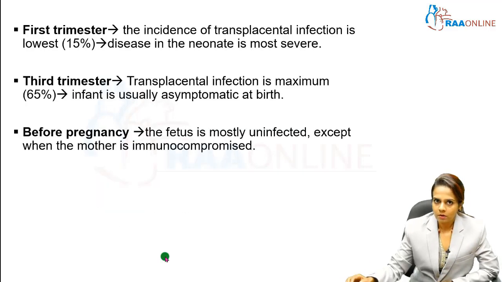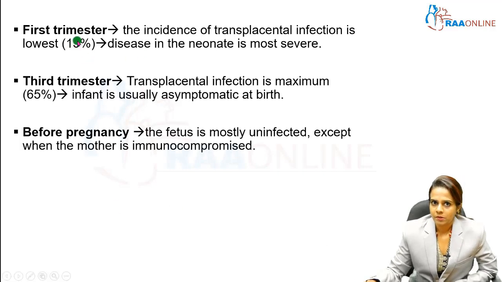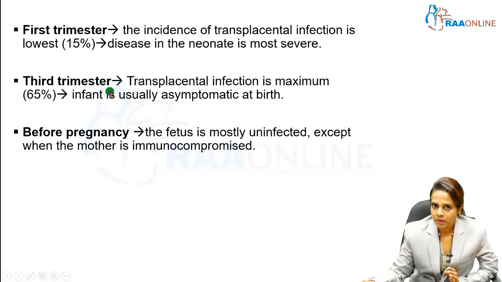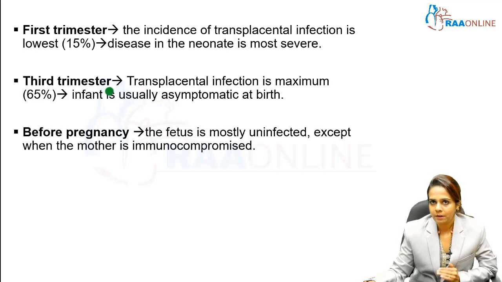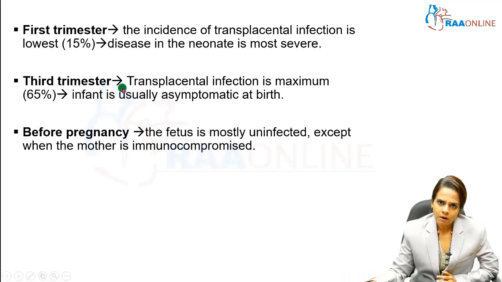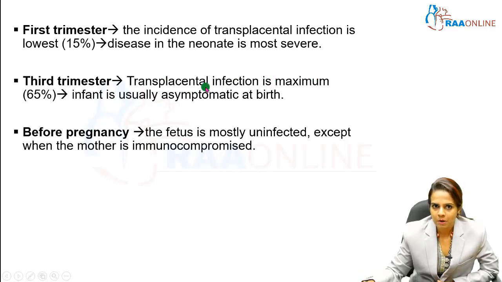Here you can see, if the mother acquires infection in the first trimester of her pregnancy, the incidence of transplacental infection is lowest, but the disease in the neonate is most severe. Similarly, if the mother acquires infection during the third trimester, the transplacental infection is maximum, that is, the risk of transmission to the fetus is around 65%. But the infant is usually asymptomatic at birth. This is inversely proportional to the transmission risk.